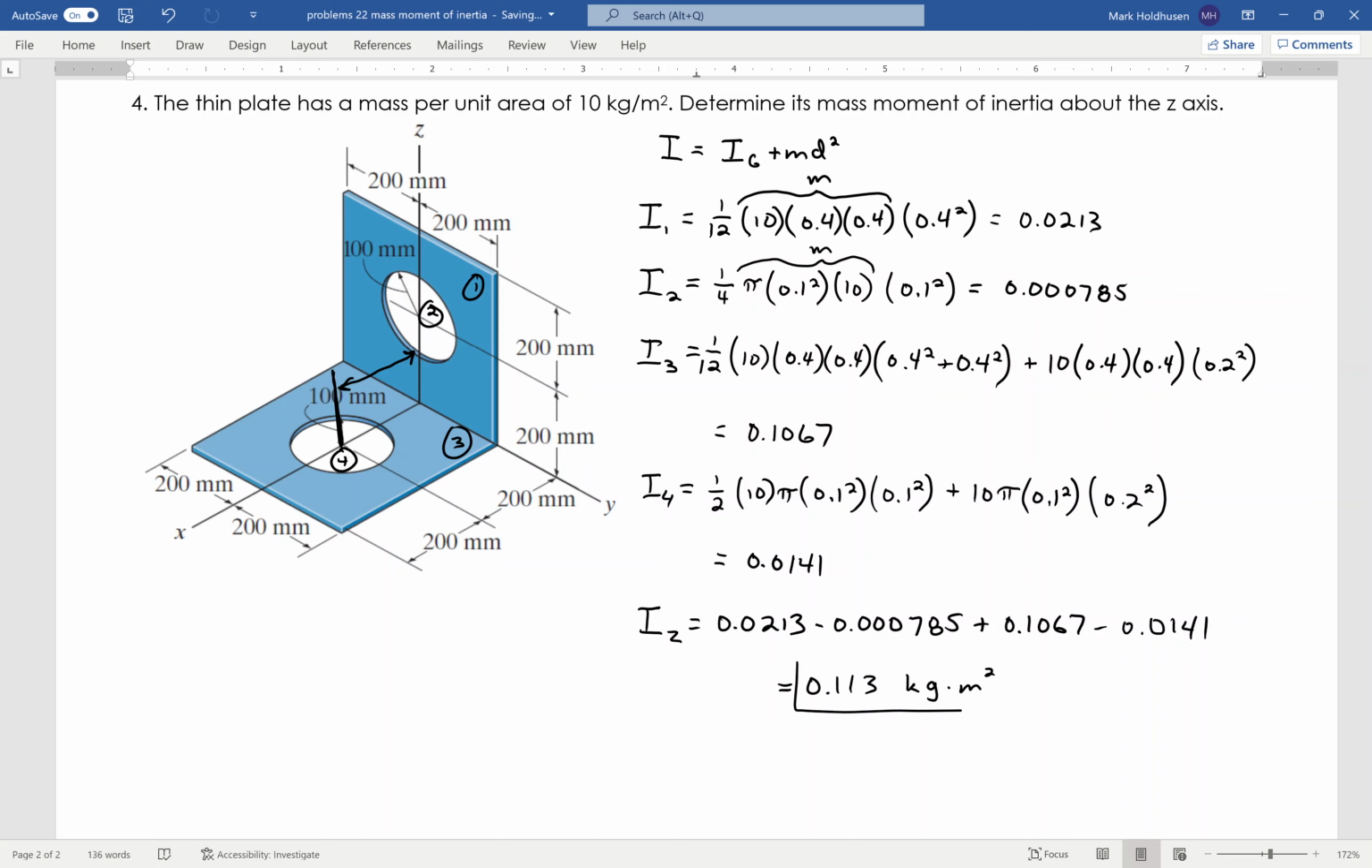So again, be careful with the orientations. We're just breaking them up, finding the moment of inertia of each one about the z-axis. Be careful with your orientations and the distance away from the axes that you're looking at with the axis of interest. And make sure you subtract the holes, add the solid pieces, and you get that answer that I have there for the moment of inertia about the z-axis of this composite body.